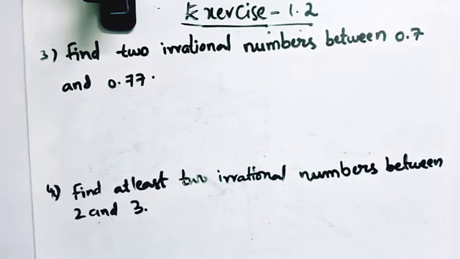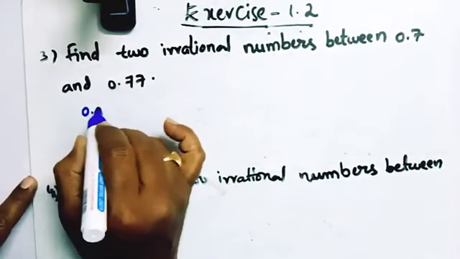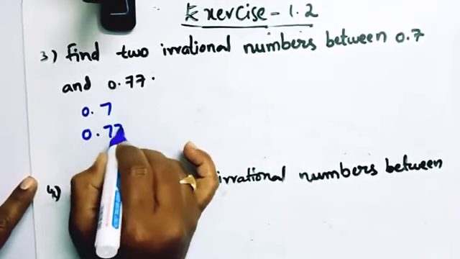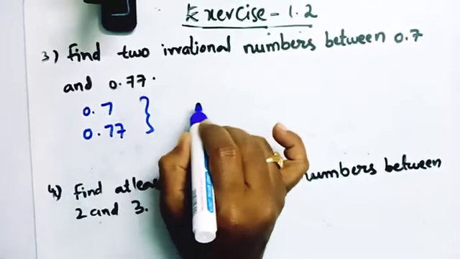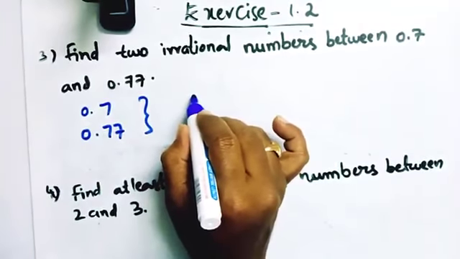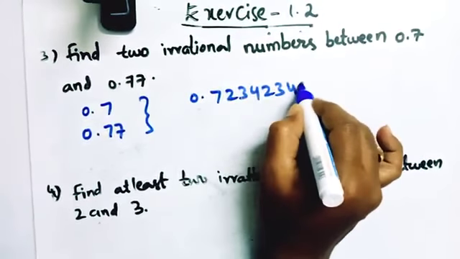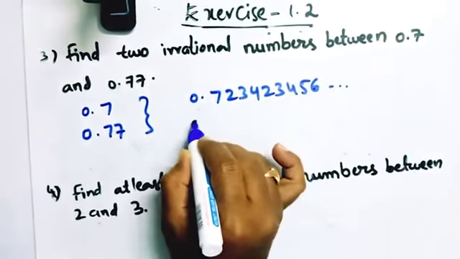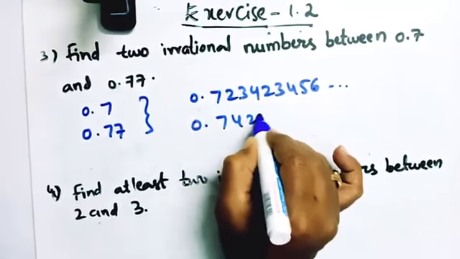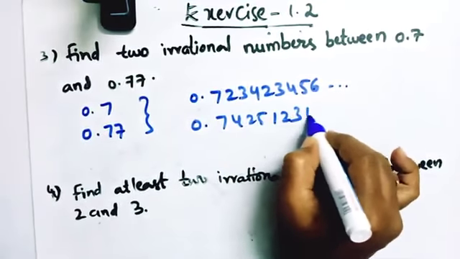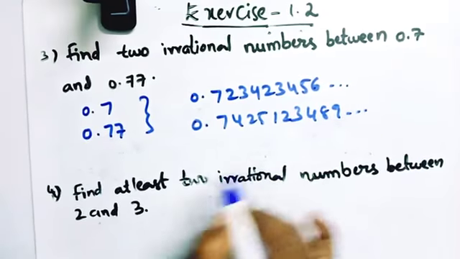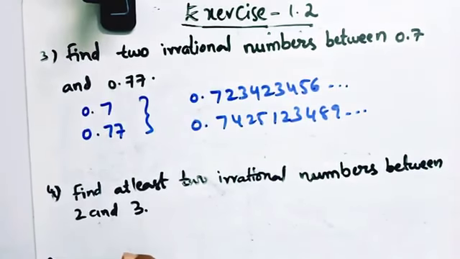Next question, we are finding two irrational numbers between 0.7 and 0.77. So the given numbers are 0.7 and 0.77. Between these two numbers you can write any two irrational numbers like 0.72342345 6 something. The next number you can write is 0.7425, 1, 2, 3, 4, 8, 9, and so on. So these all are irrational numbers between the two numbers.